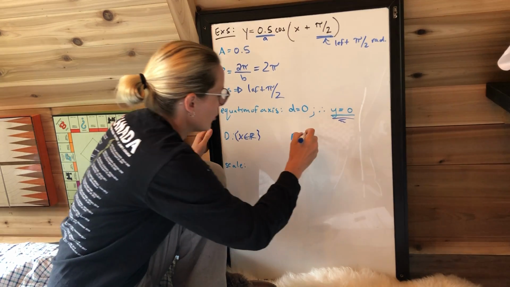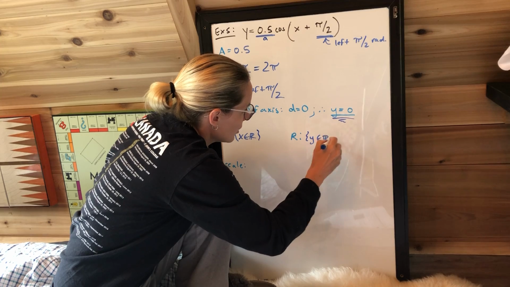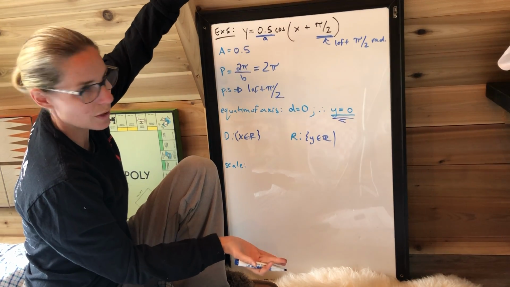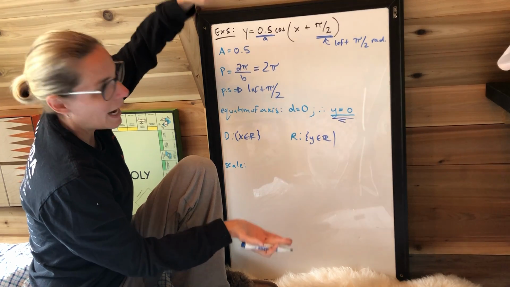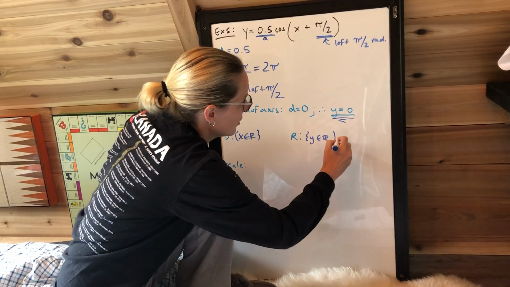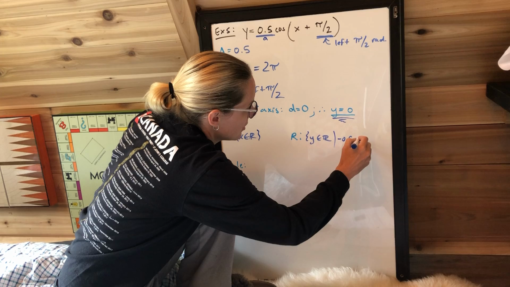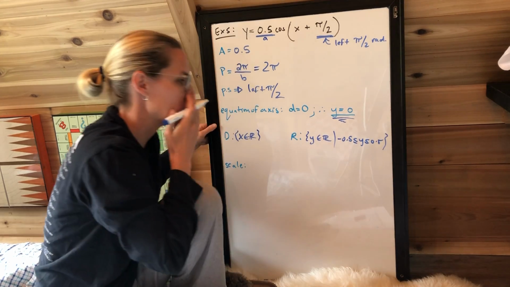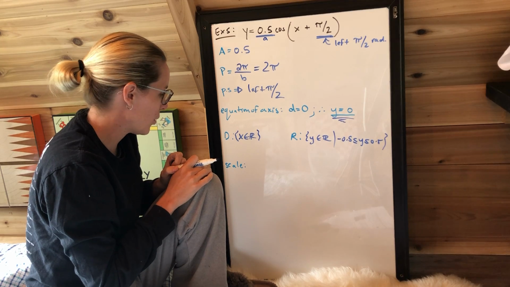The range, however, is always bound. And because the amplitude has shrunk it from going between 1 and -1 to a half and -1/2, that's what you're going to list. Okay, so your range is between -0.5 and 0.5.